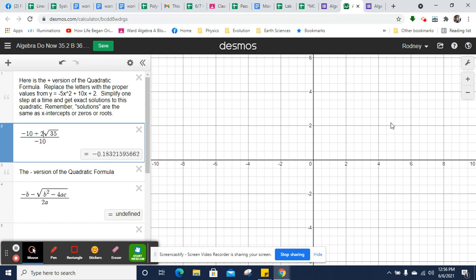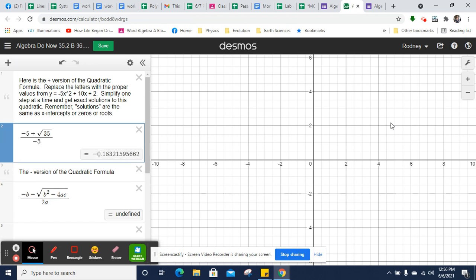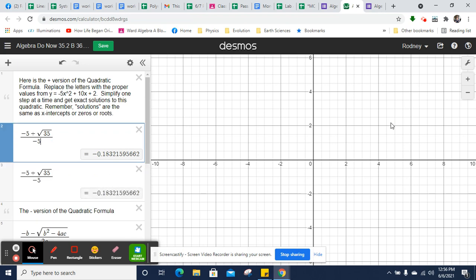Now, before I go to the negative version, what I'm going to do is factor a 2 out of top and bottom. So the negative 10 becomes a negative 5, the 2 becomes a 1, and this negative 10 becomes a negative 5. All right. Now we'll deal with the plus or minus version. Okay, because there's a plus or minus square root of 35.